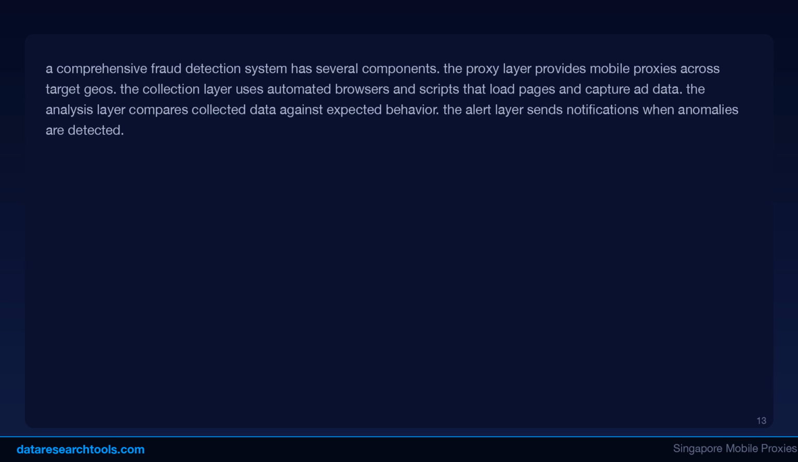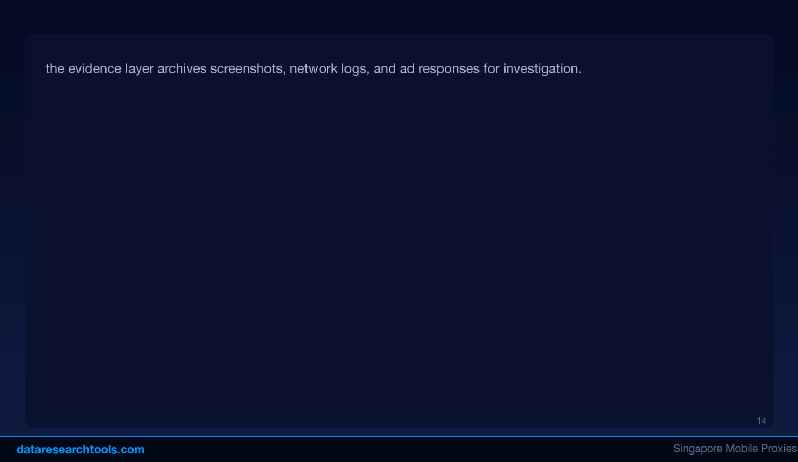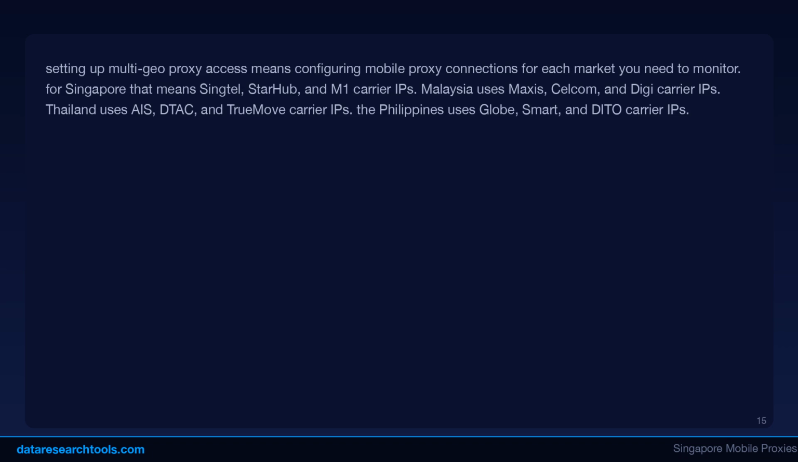Setting up multi-geo proxy access means configuring mobile proxy connections for each market you need to monitor. For Singapore, that means Singtel, StarHub, and M1 carrier IPs. Malaysia uses Maxis, Celcom, and Digi carrier IPs. Thailand uses AIS, DTAC, and True carrier IPs. The Philippines uses Globe, Smart, and DITO carrier IPs. Indonesia uses Telkomsel, Indosat, and XL Axiata carrier IPs. Each connection should be configurable for IP rotation frequency, sticky session duration, concurrent connection limits, and protocol: HTTP, HTTPS, or SOCKS5.